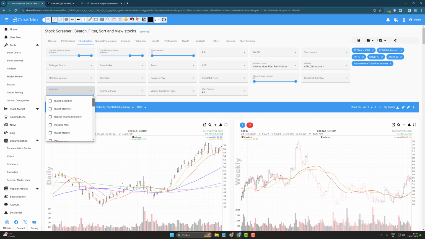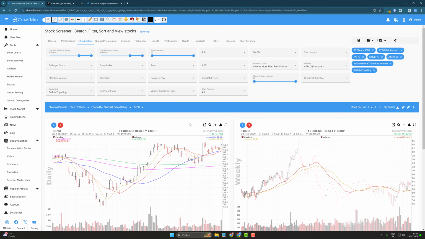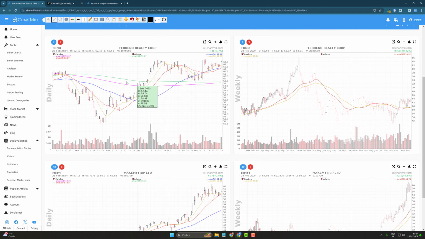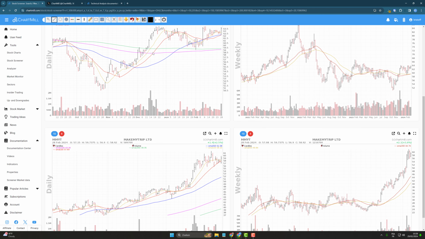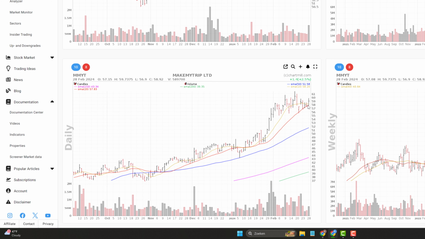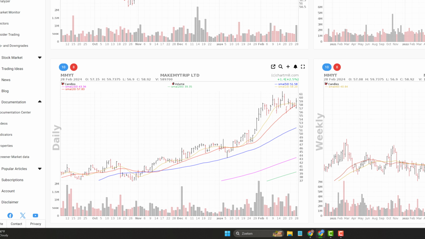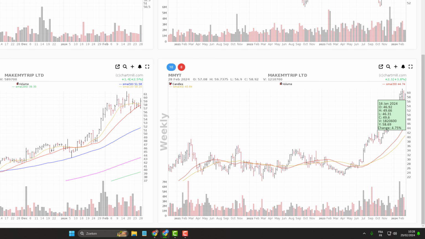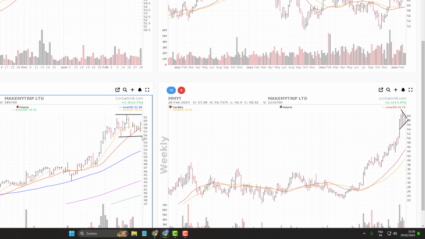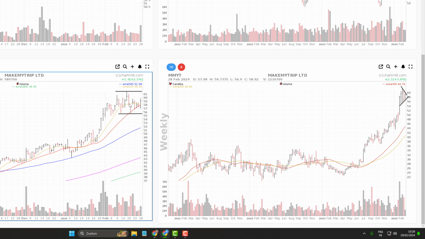Or bullish engulfing. Let's have a look. And there it is again, TRNO. I've already mentioned it. It's a very nice setup. Also MMYT, Make My Trip. Bullish engulfing pattern, retesting the 10 and the 20 daily moving average. Very strong move, a little bit extended, but showing now a high tight flag pattern, a symmetrical triangle pattern. This is the price range, definitely one for the watch list.